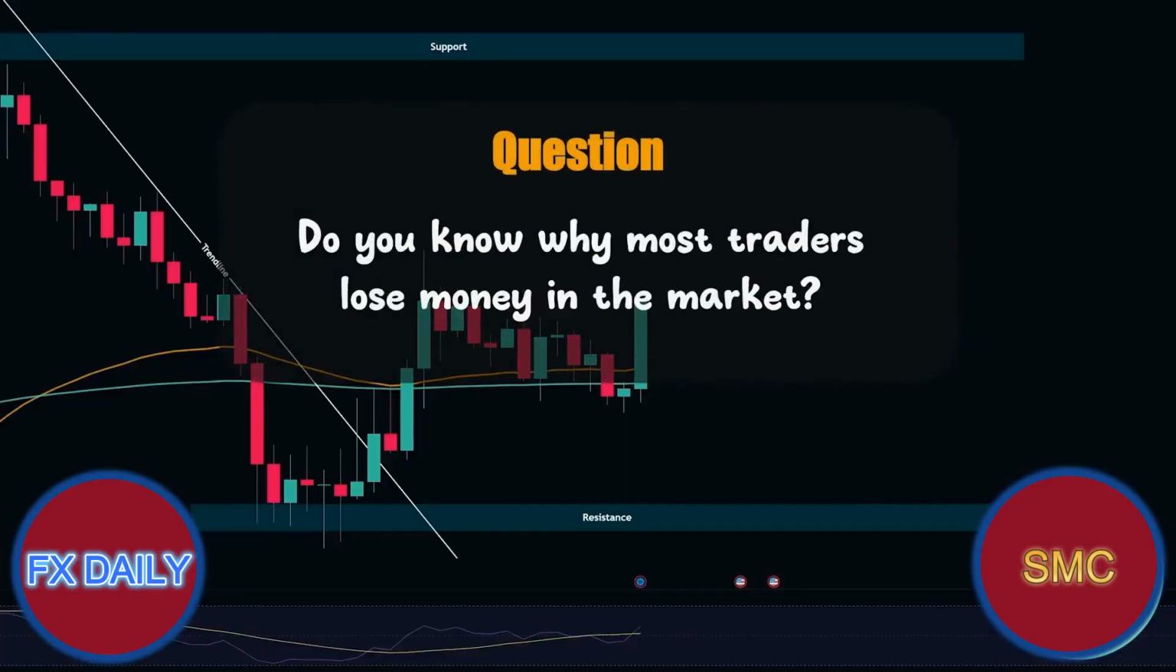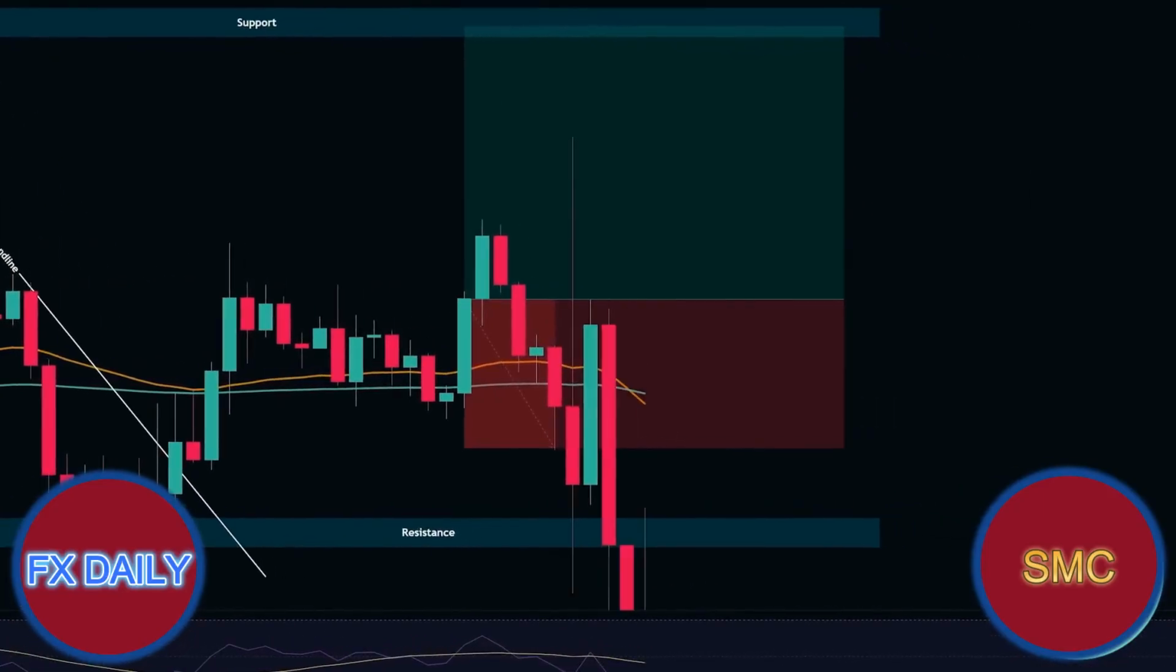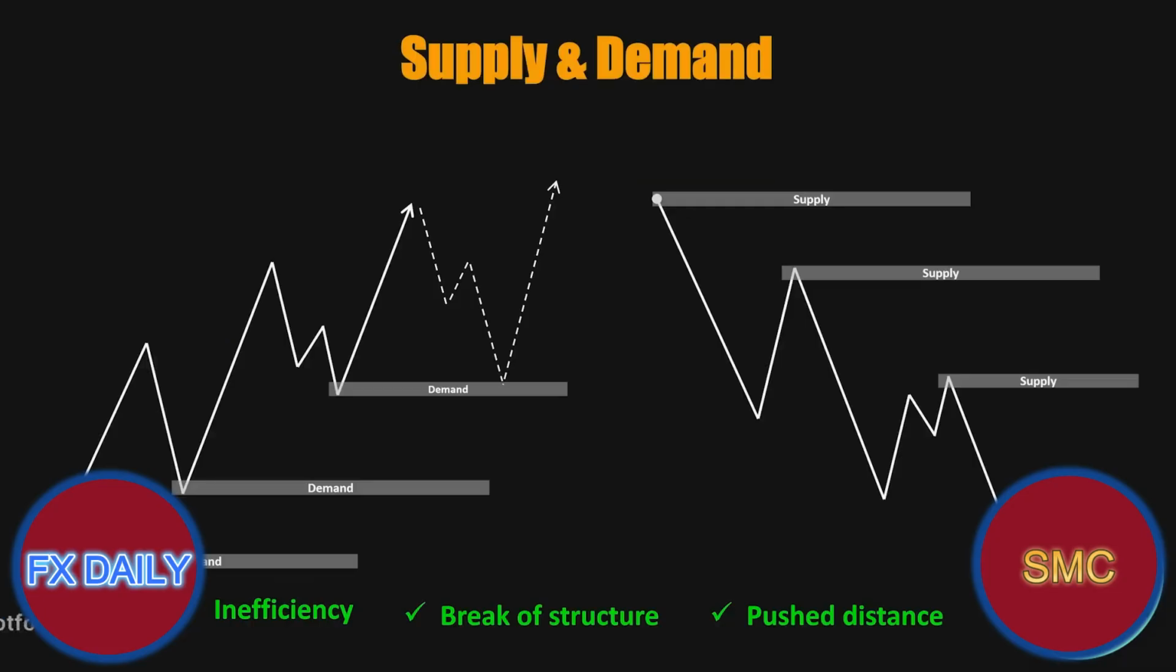Do you know why most traders lose money in the market? Because they enter the market without any specific plan. Anyone who hears something from one side presses a button to open a position and then remains in the middle of the road. That's why today we are going to teach you a powerful strategy for day trading.